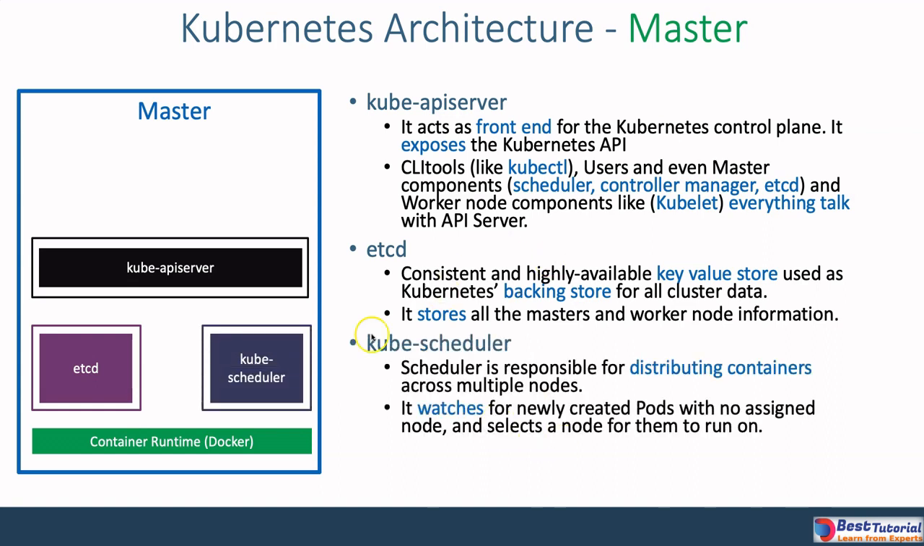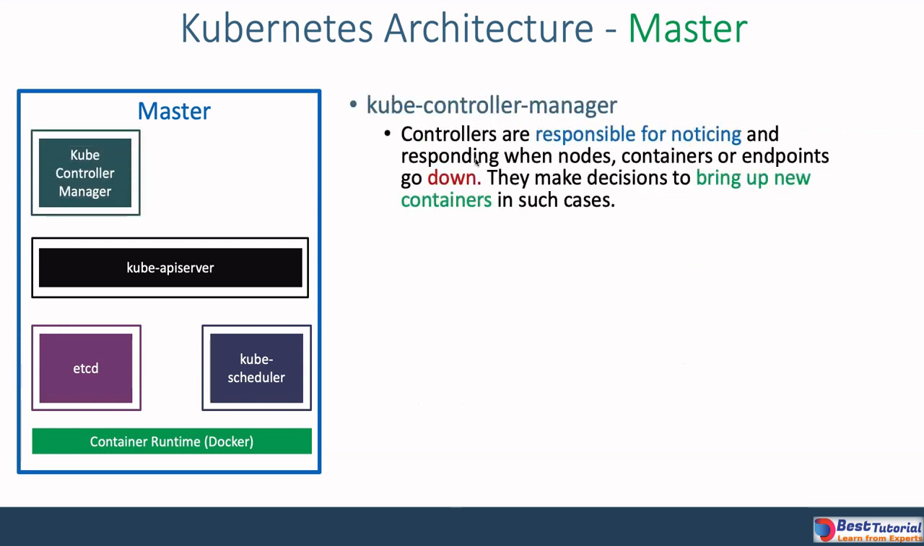So next is the kube scheduler. The scheduler is responsible for distributing containers across multiple nodes. It watches for newly created pods with no assigned node and selects a node for them to run on. And next is the kube controller manager. Controllers are responsible for noticing and responding when nodes, containers or endpoints go down. They make decisions to bring up new containers in such cases. The kube controller manager is a combination of multiple controllers inside. Okay, so let's see what those are.